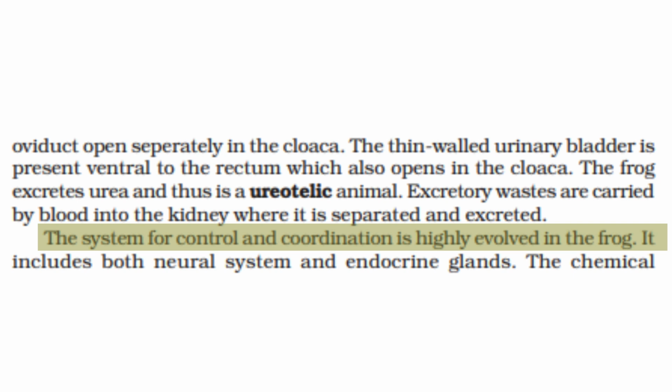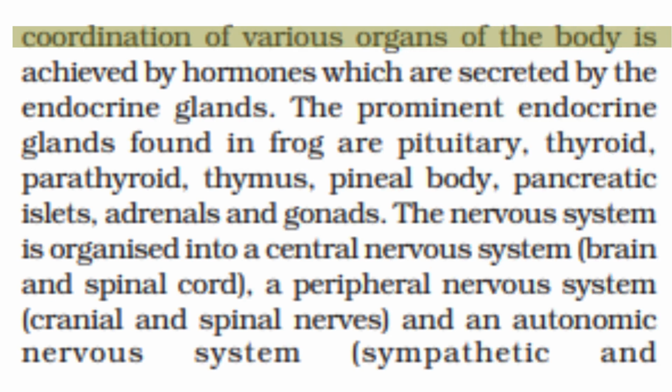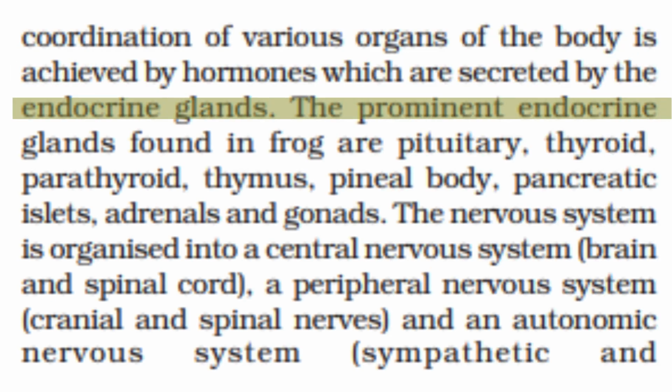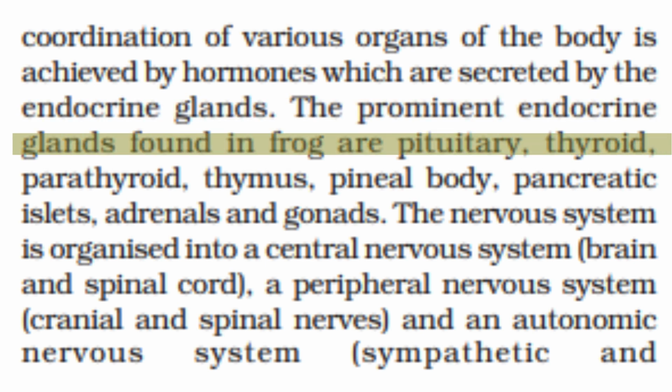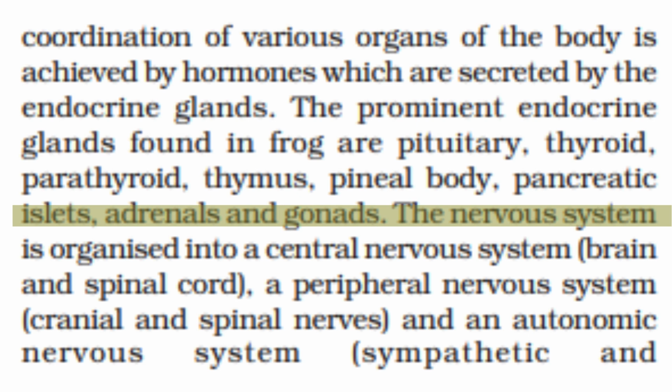The system for control and coordination is highly evolved in the frog. It includes both neural system and endocrine glands. The chemical coordination of various organs of the body is achieved by hormones which are secreted by the endocrine glands. The prominent endocrine glands found in frog are pituitary, thyroid, parathyroid, thymus, pineal body, pancreatic islets, adrenals, and gonads.